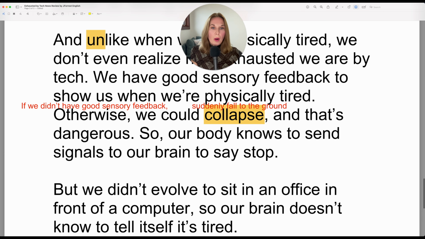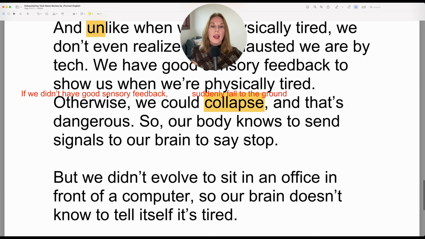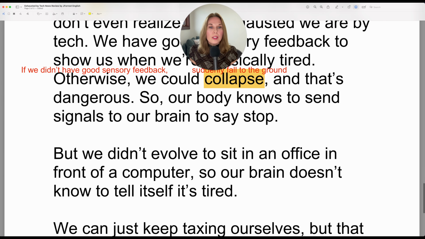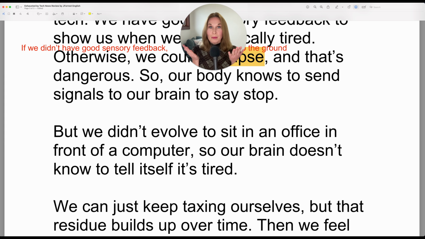So our body knows to send signals to our brain to say, stop. This is when we're physically tired. Our brain tells us, stop running, stop lifting things. You need to take a break. Stop. But we didn't evolve to sit in an office in front of a computer, like I'm doing right now.